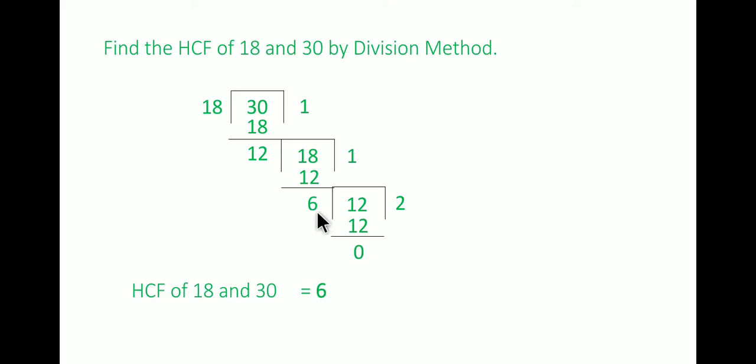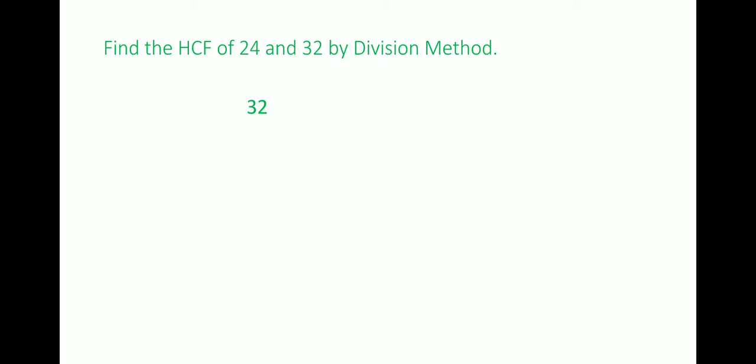Alright. So similarly, another question, find the HCF of 24 and 32 by division method. So again, we'll take the bigger number and divide it by the smaller number. Here 32 is the bigger number. So we divide it by 24. 24 into 1 is equal to 24. So when you subtract 24 from 32, you'll get 8.